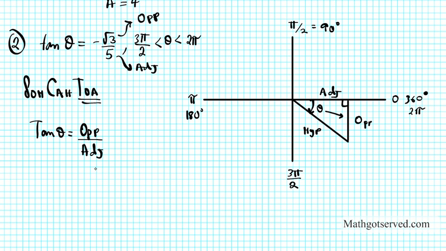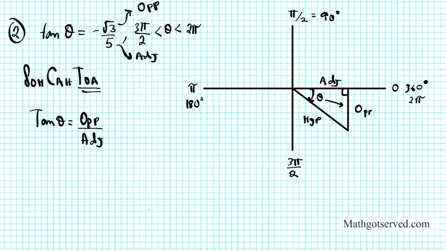Alright, so let's write it down in a way that makes sense. Tan theta equals O over A. So O is -3 and A is 5. Opposite is -3. We know that this one is negative because we're going down. This is the negative y-axis, so this is the negative part. The adjacent is +5.